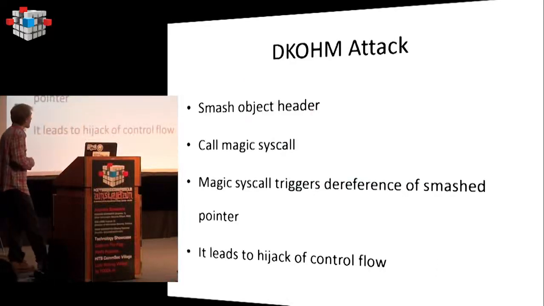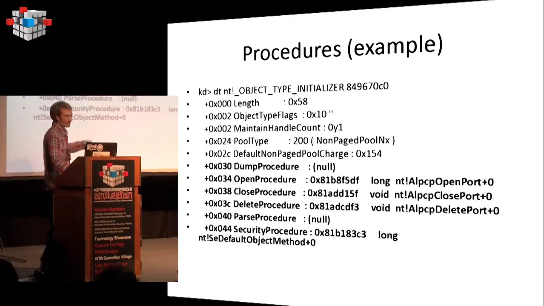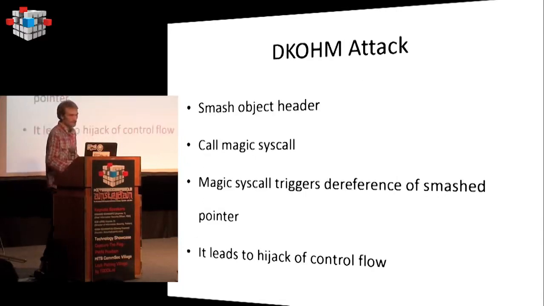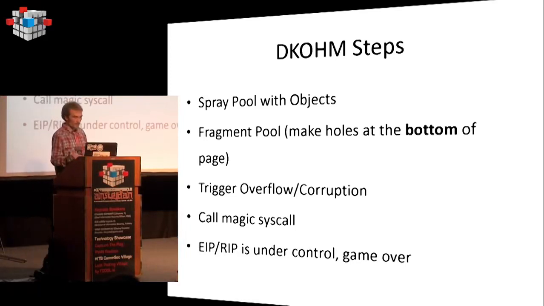So how can we use it in exploitation? We can smash the object header and call a special syscall, which triggers one of the procedures, and this leads to a hijack of control flow. So we gain control of the EIP or RIP register. So in steps, first of all, we spray the pool with objects, depending on what vulnerability we exploit. For example, if it's non-paged pool, we spray objects that are allocated in non-paged. If paged, we use objects that are allocated in paged pool.